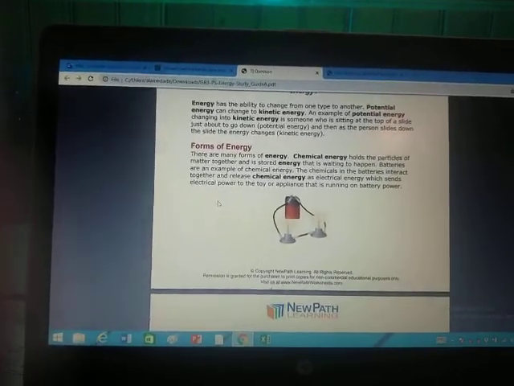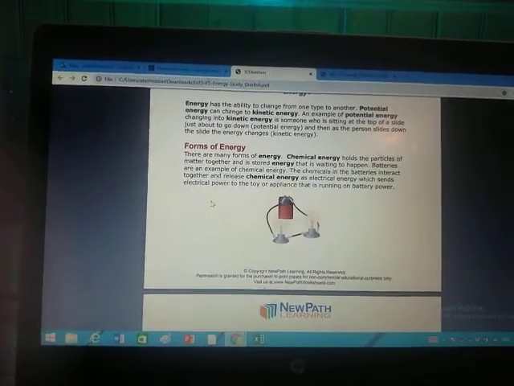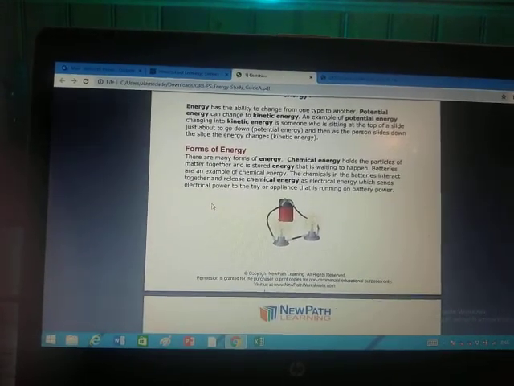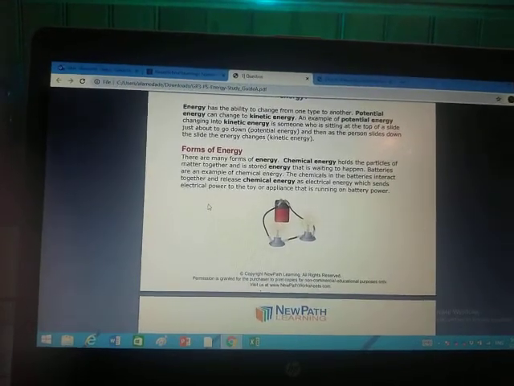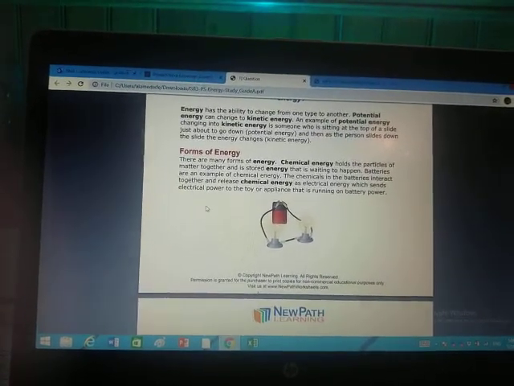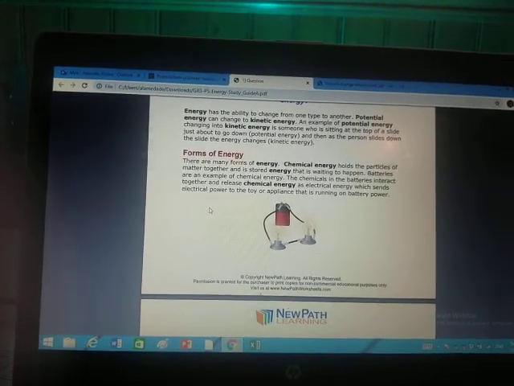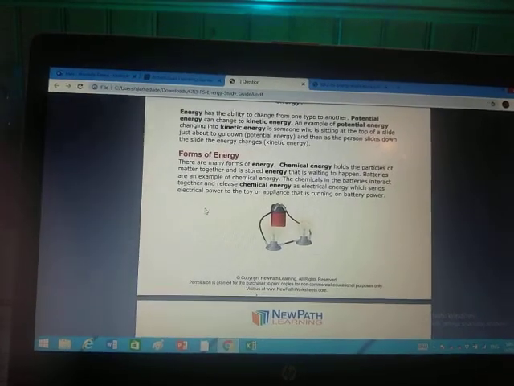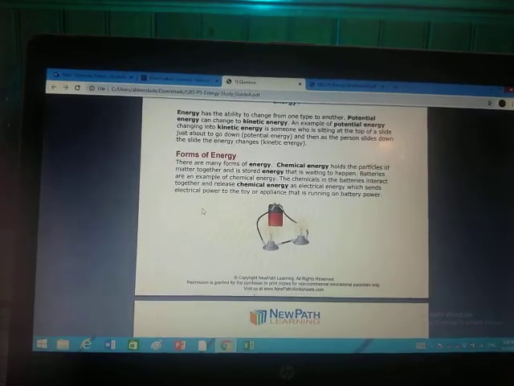Now we're going to learn about forms of energy. There are many forms of energy. Chemical energy holds the particles of matter together and is stored energy that is waiting to happen. Batteries are an example of chemical energy. The chemicals in the batteries interact together and release chemical energy as electrical energy, which sends electrical power to the toy or appliance that is running on the battery power.